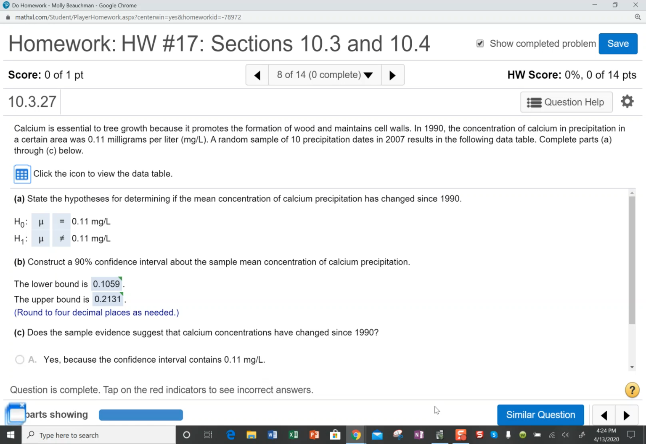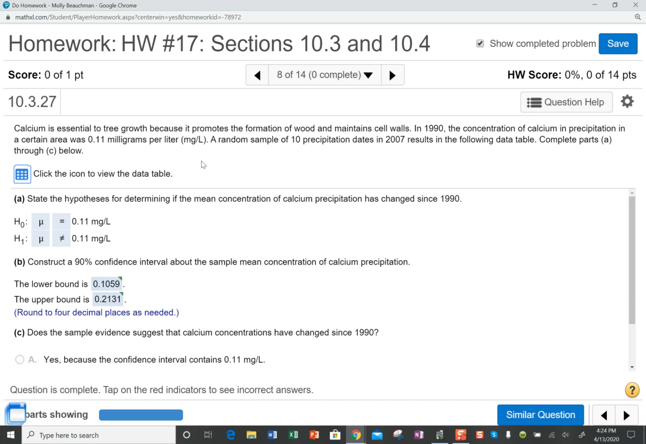In this video, we're going to take a look and see how to conduct a hypothesis test using a confidence interval. We're going to go ahead and do this with both StatCrunch and the calculator. So the problem comes from homework from section 10.3, it's number 8.